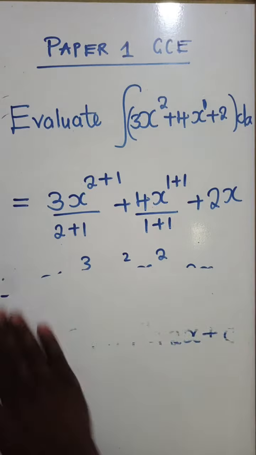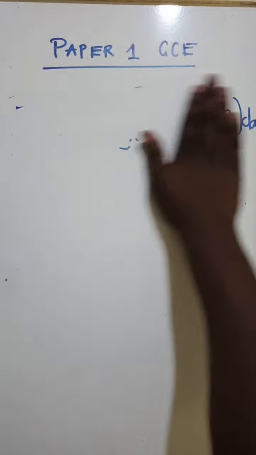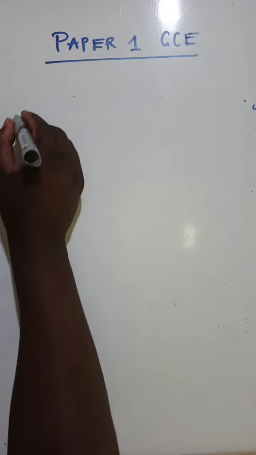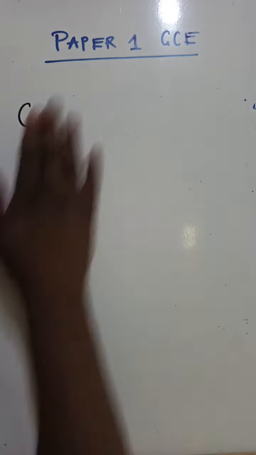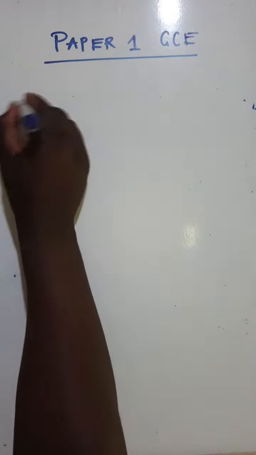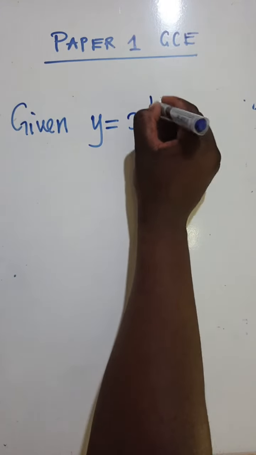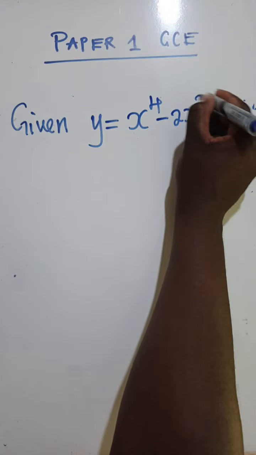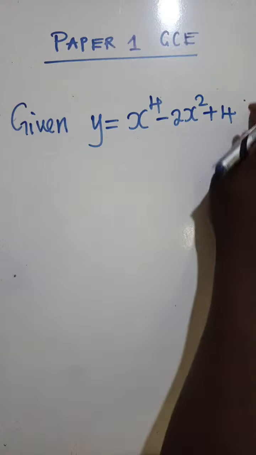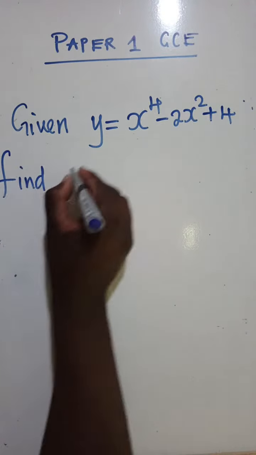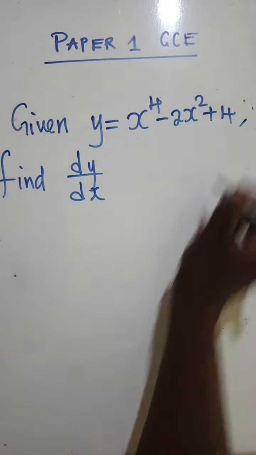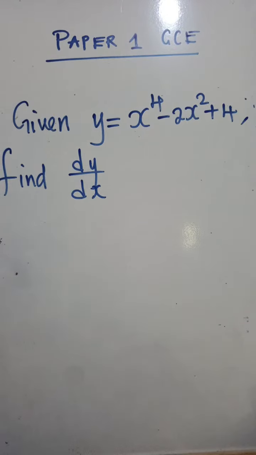The other calculus style question that you get to meet in paper 1 is like this. They'll say, given y is equal to x power 4 minus 2x power 2 plus 4, find dy/dx. So how do you find the dy/dx of this one, guys?